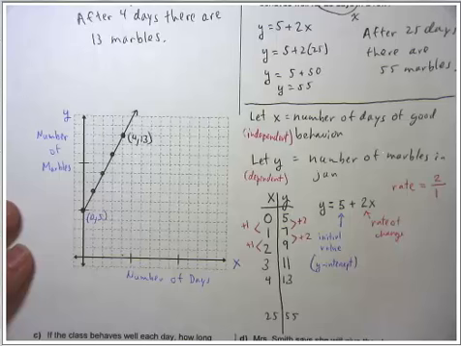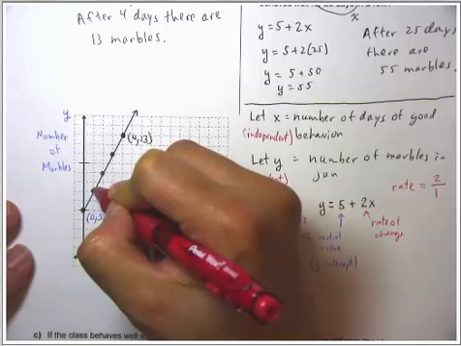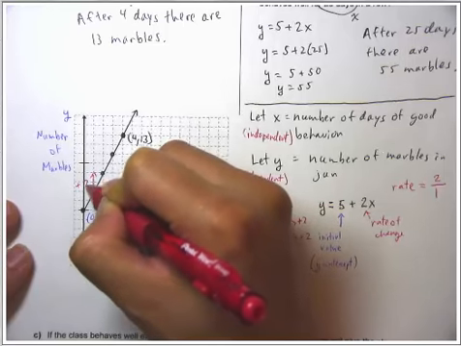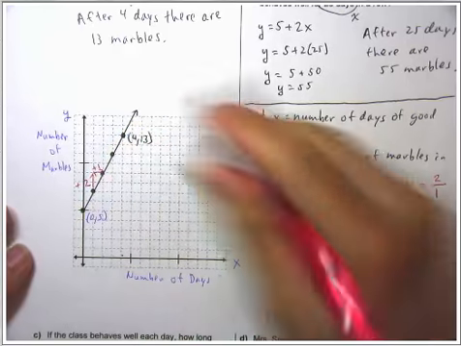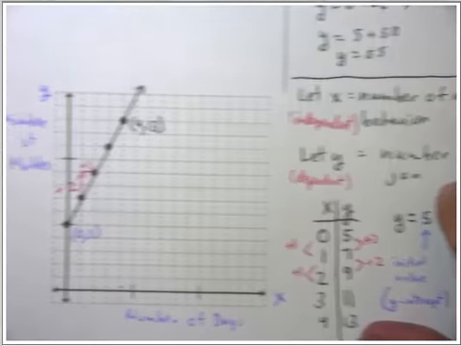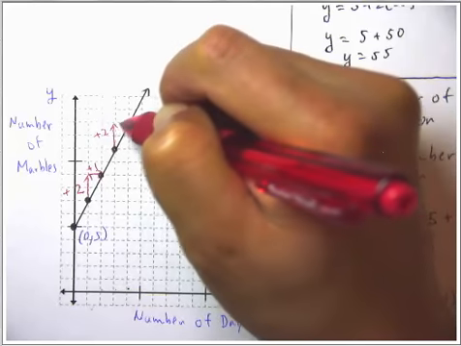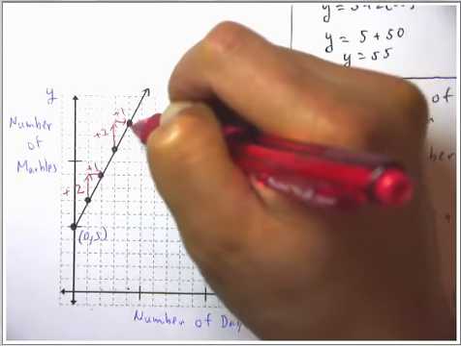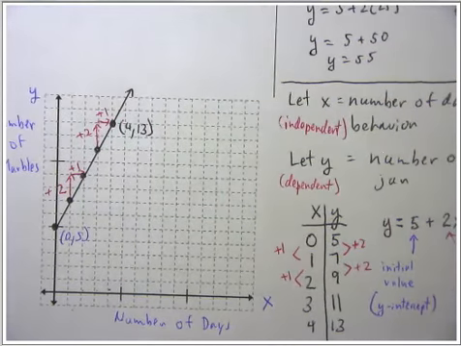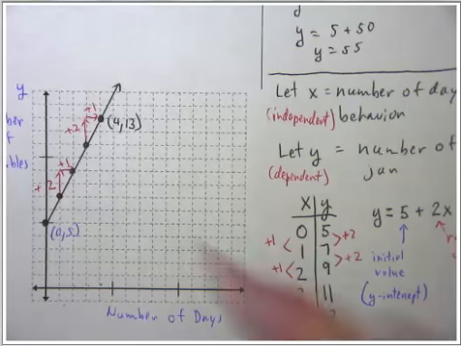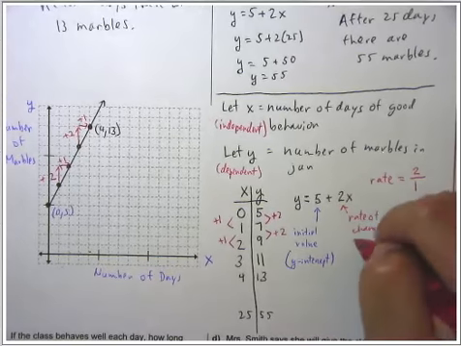You can also see that rate in our graph, because as I go from one point to another, you can see that I'm going up by 2 marbles every time I go 1 more day of good behavior. Let me zoom in so you can see that. And 2 over 1 is the same thing as 2. You may recognize that in this picture as the slope. So the rate of change is also called the slope.